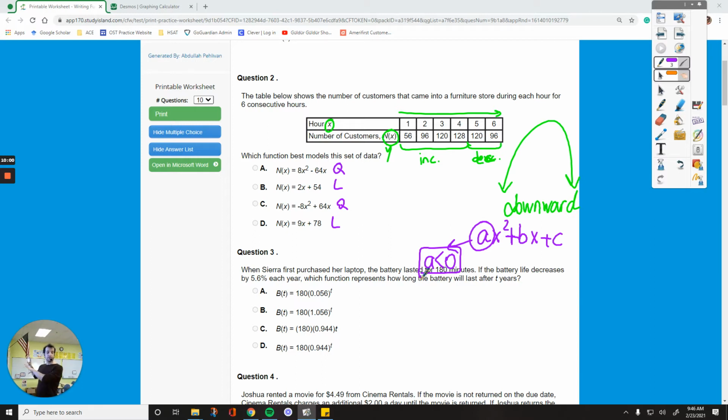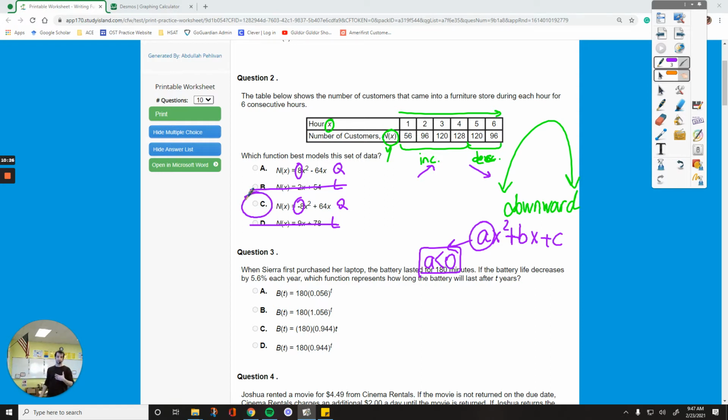So now I know that the answer is going to be quadratic. It's not going to be linear. That's gone. This is gone because I don't have the same behavior in the table. This is increasing. That's decreasing. So it's either A or C. Now I look at the A value, the number in front of the x squared. So this one here is negative. That one here is positive. So that must be my answer. This is called process of elimination.